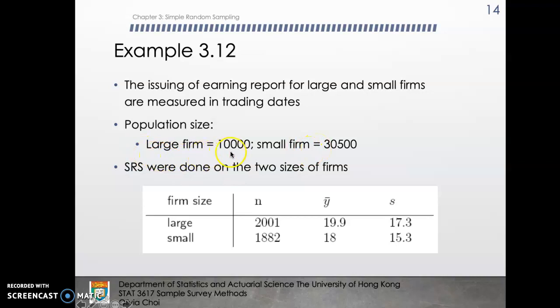We have a population of 10,000 large firms and 30,500 smaller firms, usually measured by market capitalization in the financial market. We obtain a simple random sample: 2001 large firms out of the 10,000 and 1,882 smaller firms out of the 30,500. Then we calculate y bar for the large firms and the smaller firms respectively. We want to see whether they are statistically significantly different, and we also obtain some of the variations.